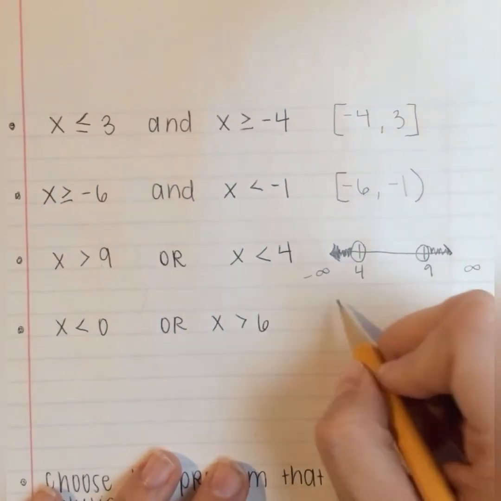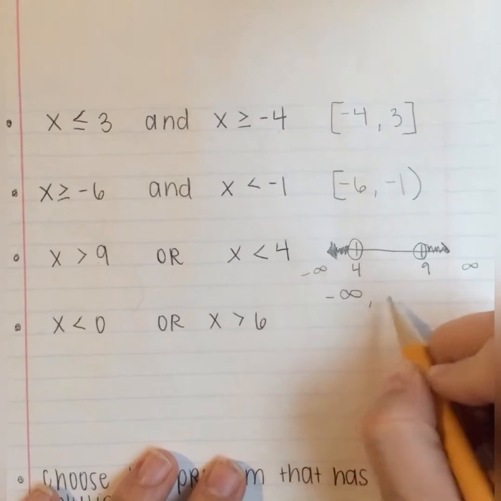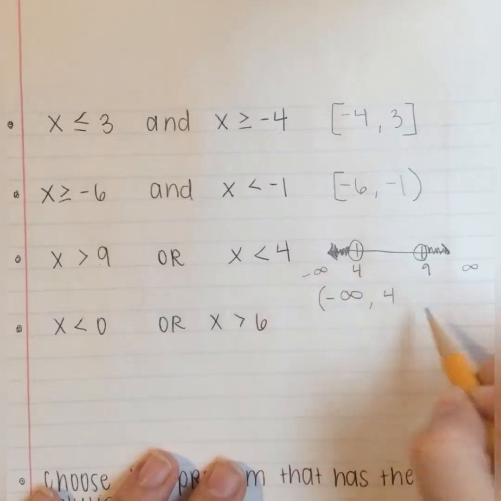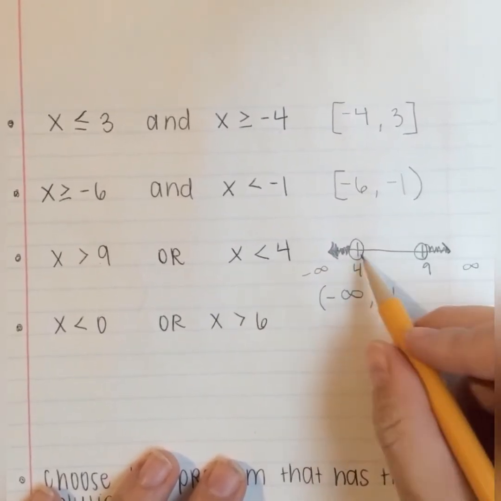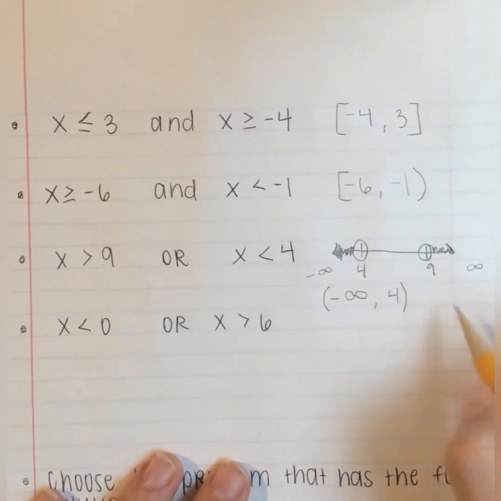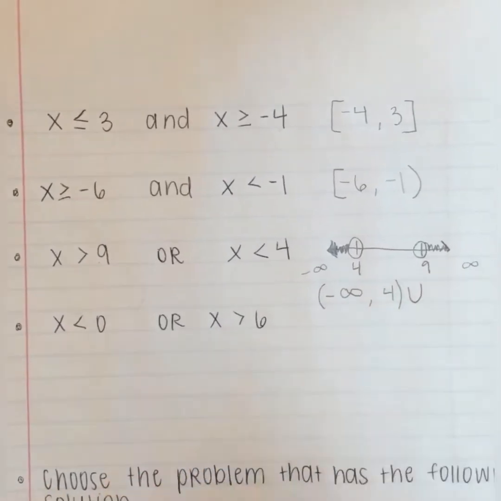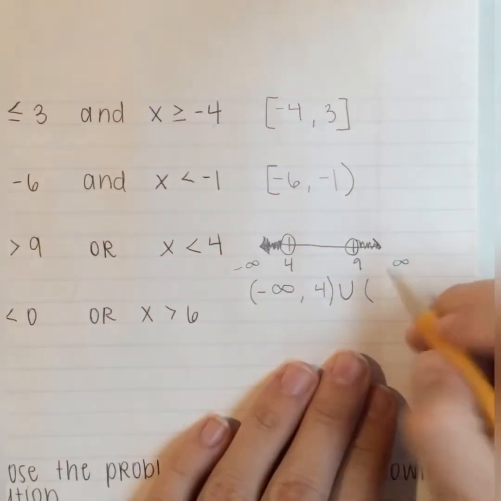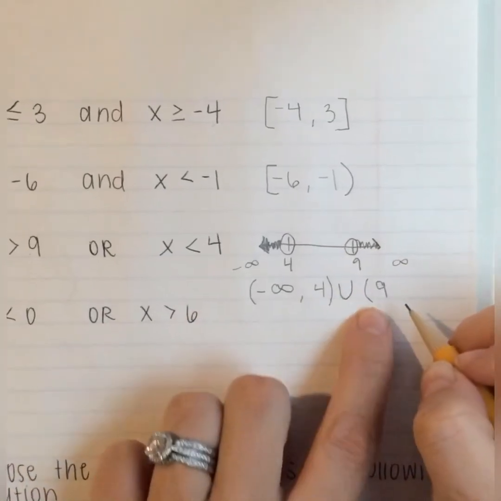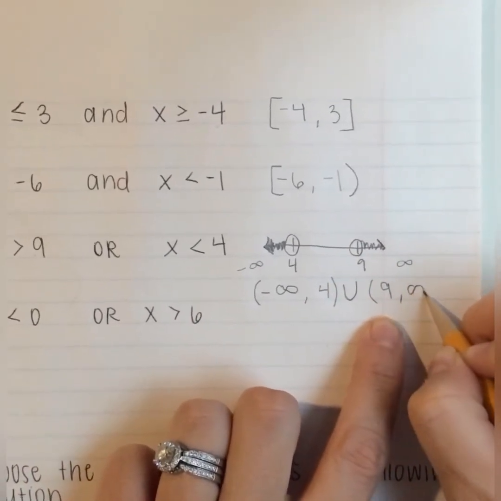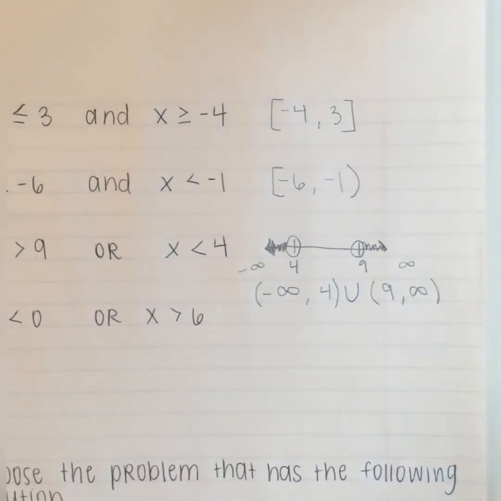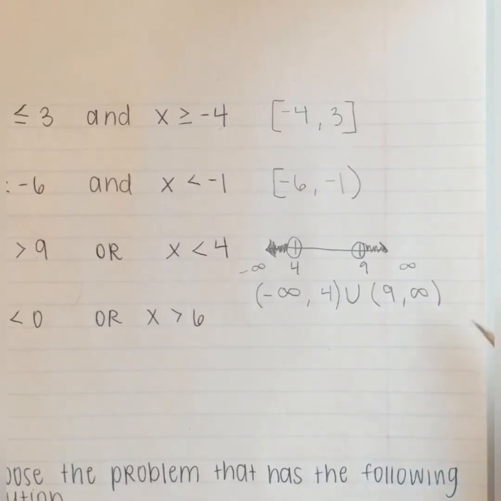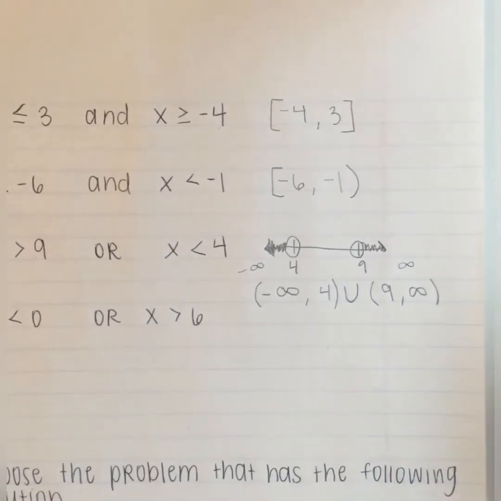So our answer would be negative infinity to 4. Infinity always gets a parentheses, and the open circle always gets a parentheses. Union kind of combines the two, like this one plus whatever we put over here. So we're going from 9 with a parentheses because it's an open circle all the way to infinity with a parentheses, because infinity just keeps going on and on and on forever. You can never actually reach it or touch it, right? So it gets a parentheses. Sorry, guys.